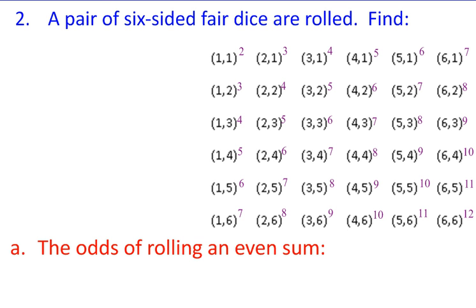And then in purple here I have the sums written. So 1 plus 1 is 2, 2 plus 1 is 3, 1 plus 3 is 4, and you can see as you go across, if you add those 2 digits up, that's what the number in purple is. So they said the odds of rolling an even sum. So I'm looking for even purple numbers. So total here, I have 6 by 6, so there's 36 total sums here.